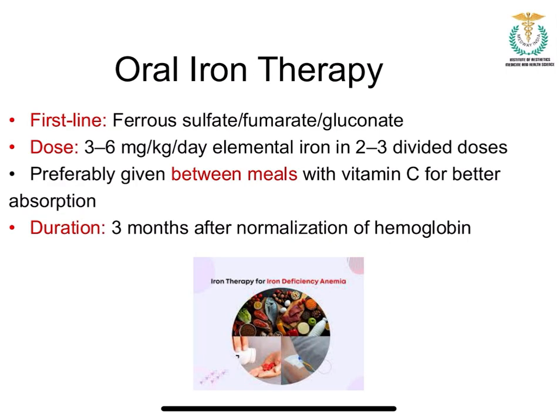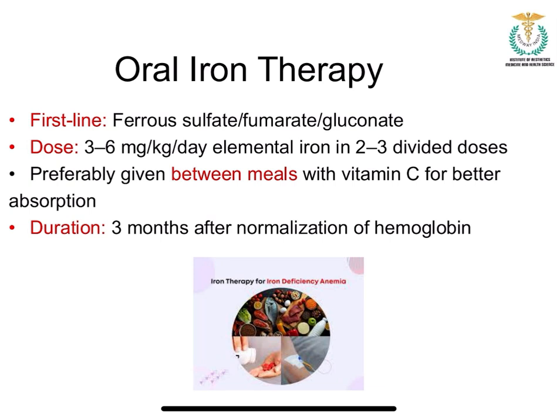Oral iron therapy, when you're starting iron orally, what do you give? Iron is available in oral formulations with other compounds. Plain iron is not available. It is always available in formulations. Most commonly given are ferrous salts, so you can remember it as SGF: ferrous sulfate, gluconate, fumarate. And what is the dose? 3 to 6 mg per kg per day in 2 or 3 divided doses. In 2 divided doses is fine. Otherwise, for some children, we also give OD.